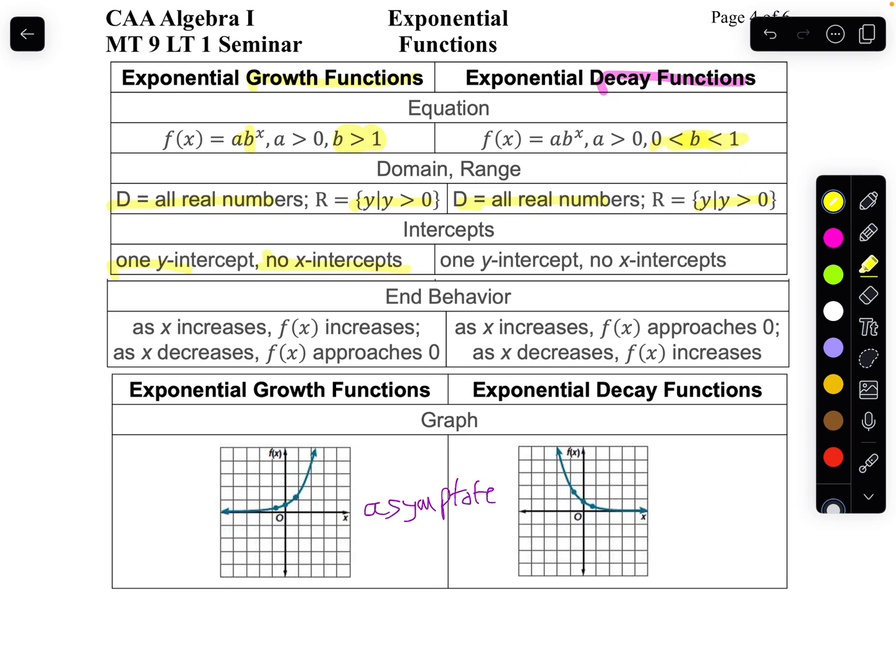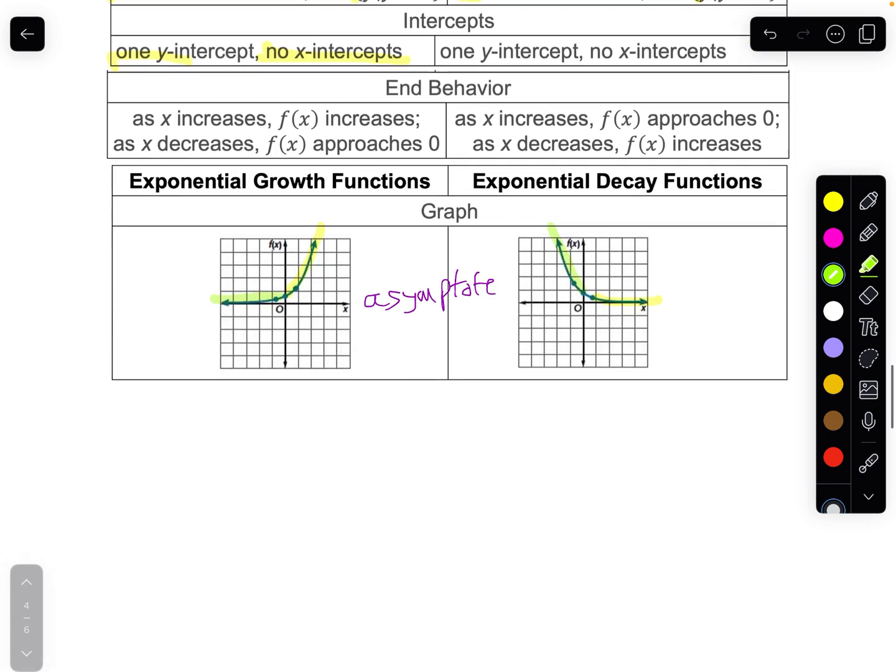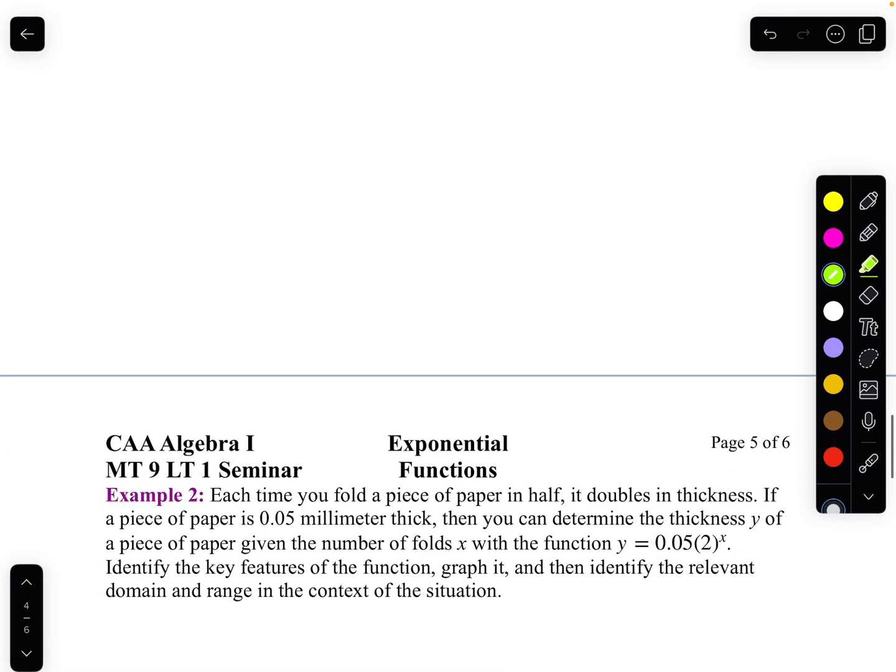Your end behavior. Notice growth, it's getting bigger. Decay, it's getting smaller as you go to the right. And then if you go to the left, it's just backwards. That is, on growth, as x decreases, so does y, but it just never reaches 0. And as x decreases, y increases with decay because you're going backwards. Those are the key features I want you to identify when we do a graph.